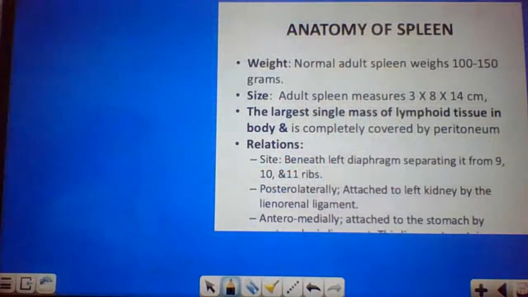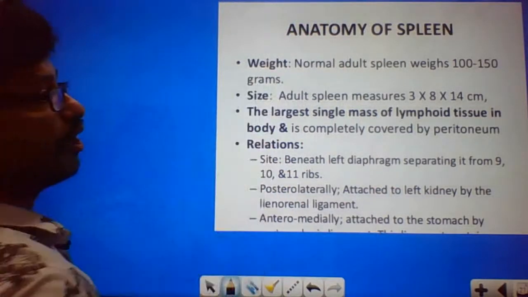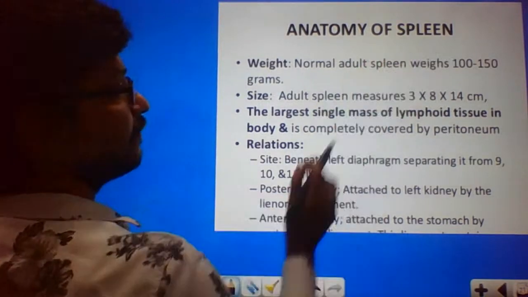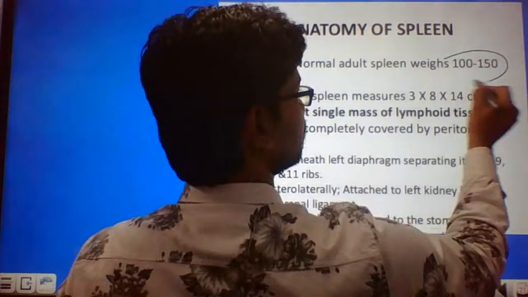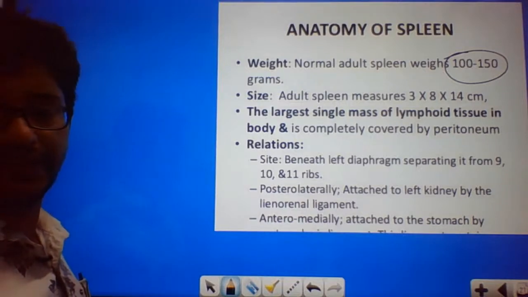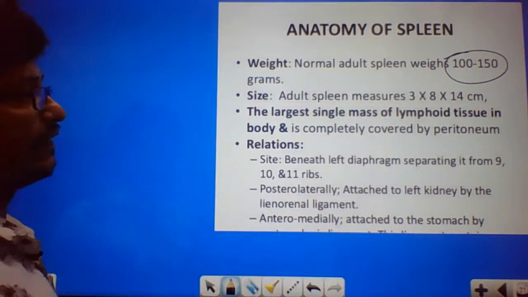We come to the anatomy of the spleen. Weight: in a normal individual, what would be the weight of the spleen? The weight of the spleen is actually 100 to 150 grams இருக்கும். Usually 100 to 150 grams is the weight of a spleen in normal individuals. But in a splenomegaly condition, spleen oda weight வந்து increase ஆகிறதுக்கு chances இருக்கு.